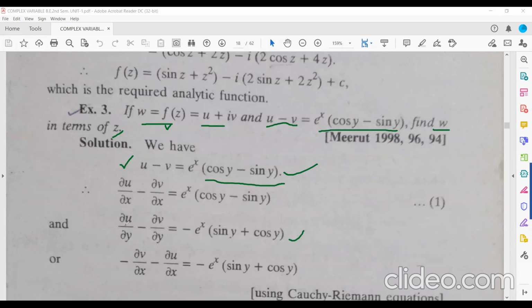Now see, del u by del y. To convert this in terms of x, you know the Cauchy-Riemann equations: ux equals vy, and uy equals minus vx. So in place of uy, I'm substituting minus vx. And del v by del y, that is vy, equals ux, which is minus del u by del x.